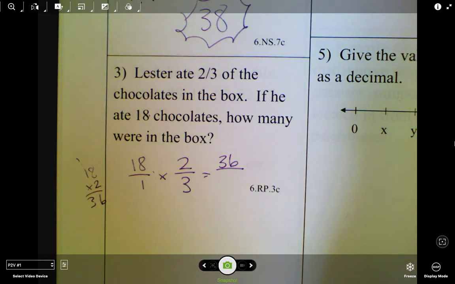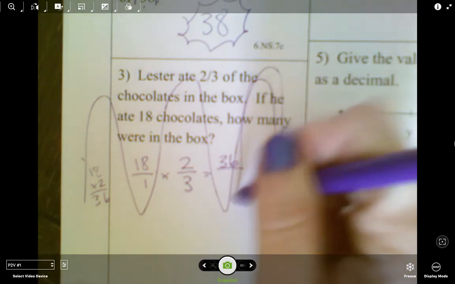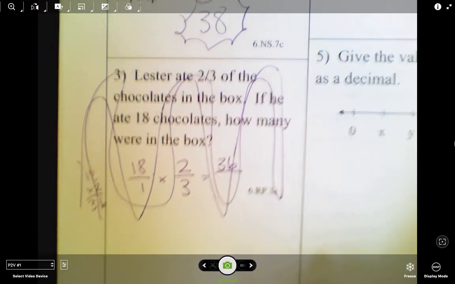Oh, I totally did this wrong. We're going to skip this one. So ignore that one, sorry.